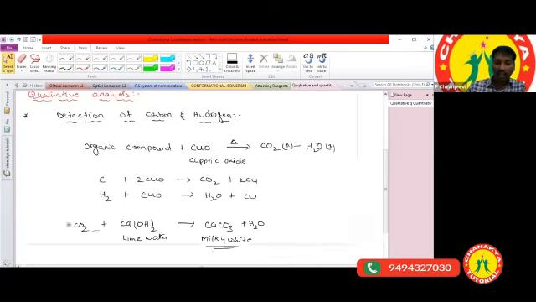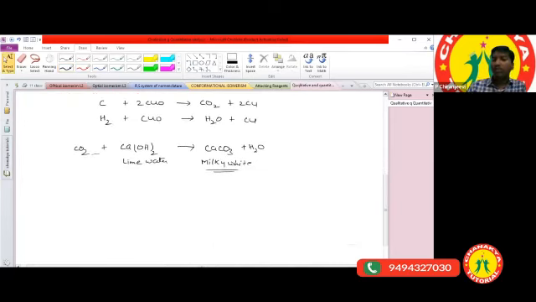And what is the other test? Here, it forms water vapor, H2O, in the gaseous form. The water vapor is passed through anhydrous copper sulfate.